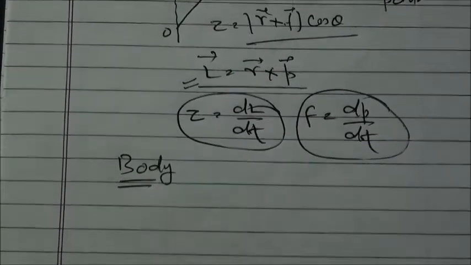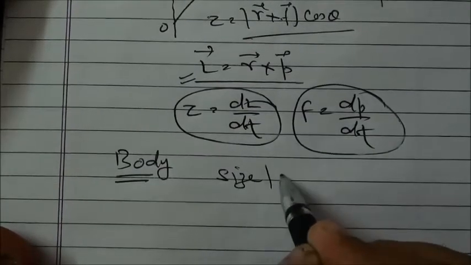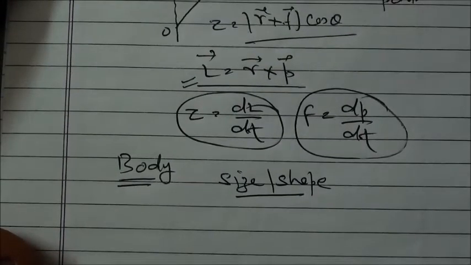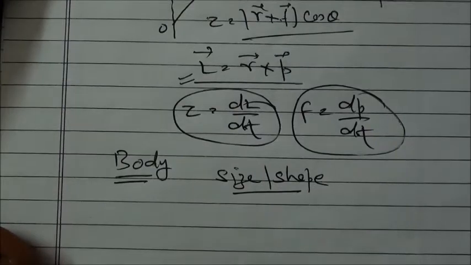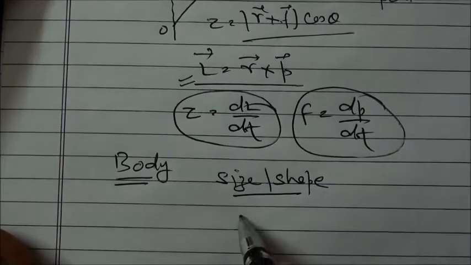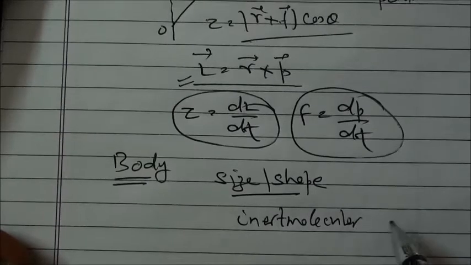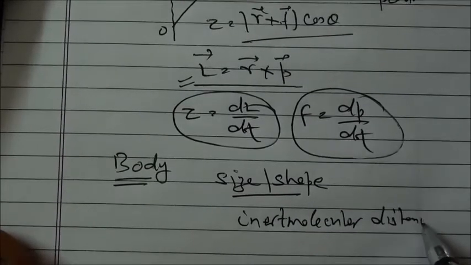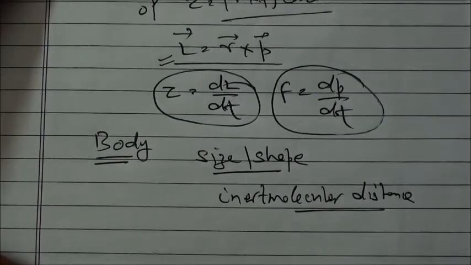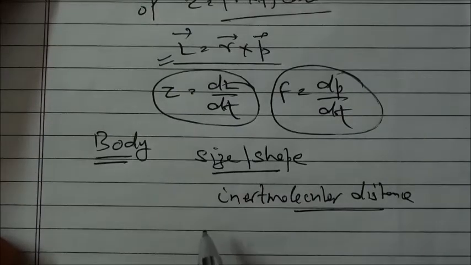Rigid body means a body for which the size and shape are fixed. So when it moves, when it rotates, its size will not change, and in the same way its shape will also not change. So we can say the intermolecular distance between molecules at the micro level remains fixed, that is constant, and due to which a very solid object can be considered as a rigid body.